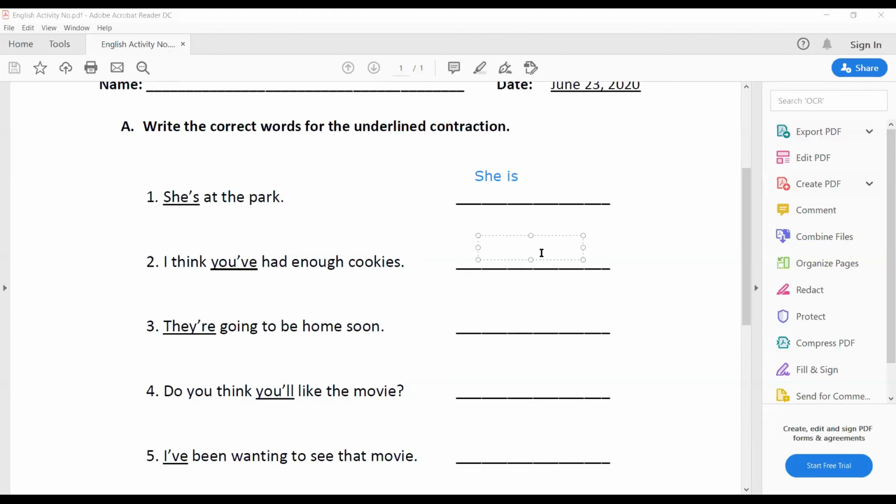So again, number 2, that is you have. Okay, we don't have enough time, so you answer this one later.